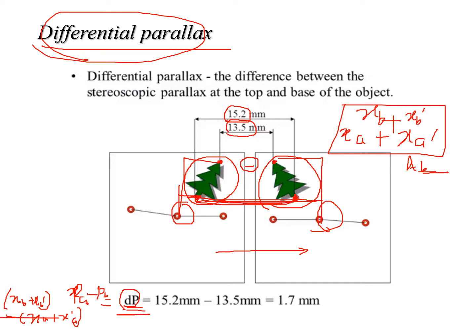It can also be calculated in another way by measuring the distance between these two and the distance between these two. That will give you 1.7 mm.